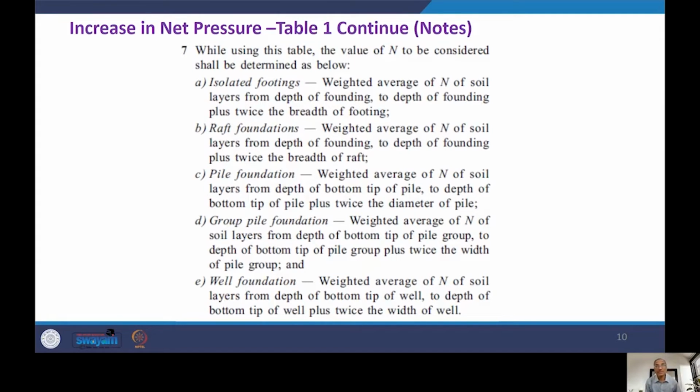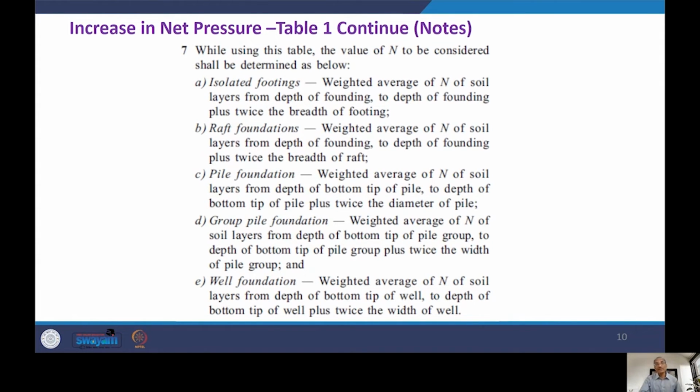But in case of pile foundation, it will be below the pile tip up to 2 times the diameter of the pile. And for pile group foundations, again from the bottom tip of the pile group up to twice the width of the pile group should be considered. For well foundation, it is similar to pile foundation: starting from the bottom tip of the well to the depth of the bottom tip plus twice the width of the well. So that much zone should be considered, and accordingly you can determine the value of N.